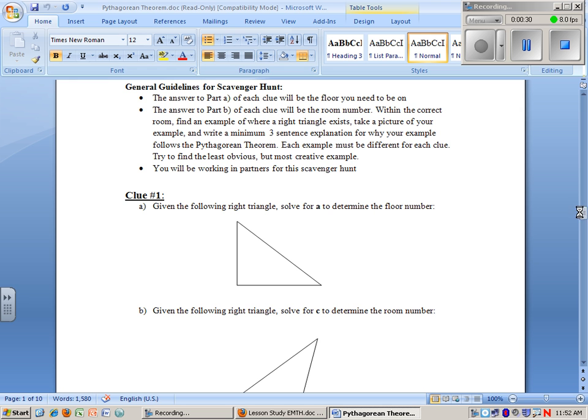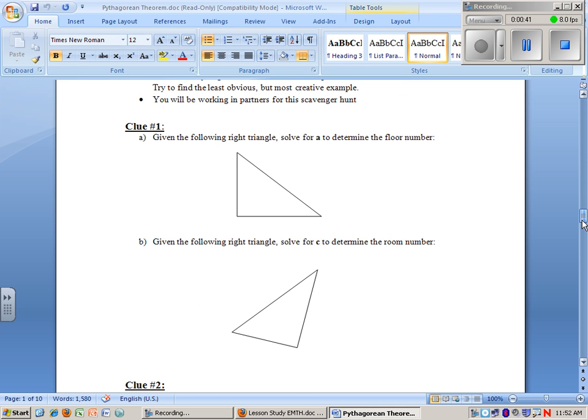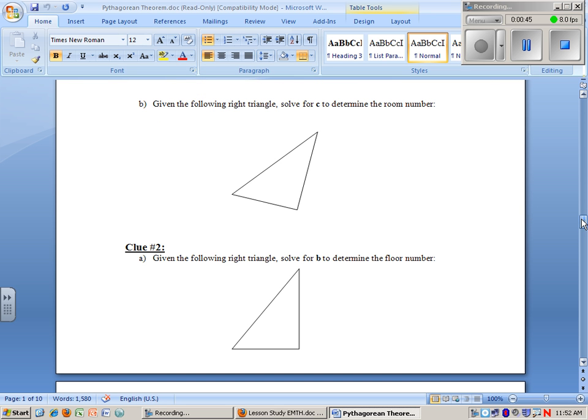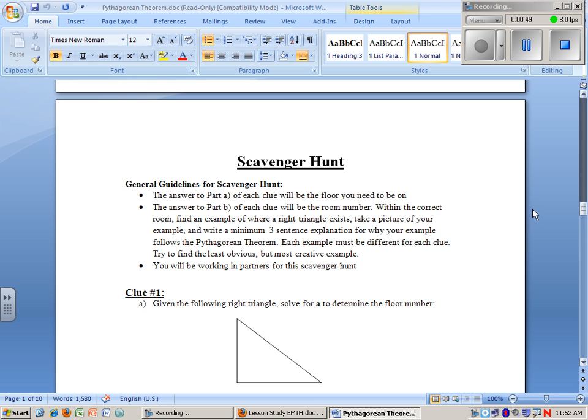and then apply those answers to work themselves around the school and find examples of right triangles in different rooms in the school. From there, we would take the pictures that they found of the right triangles and put them onto the computer and allow them to find the right triangles and make their own questions from the triangles they found.